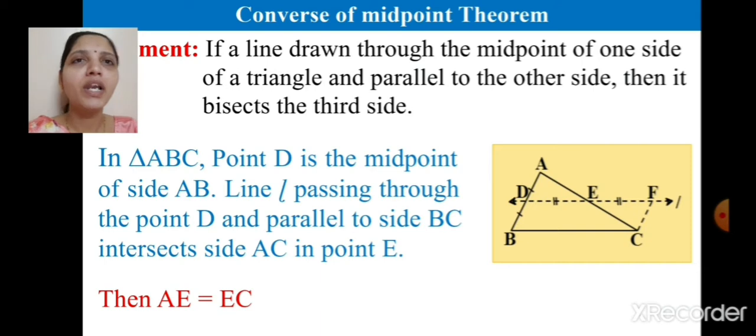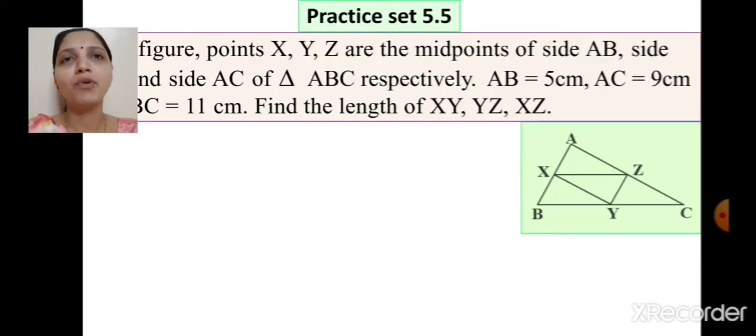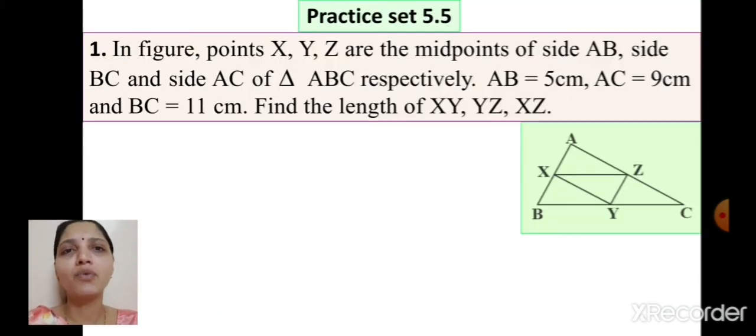Now let's try to solve practice set 5.5. So this is the first question. In the figure, points X, Y, Z are the midpoints of side AB, side BC and side AC of triangle ABC respectively. AB is equal to 5 cm, AC is equal to 9 cm and BC is equal to 11 cm. Find the length of XY, YZ, XZ.